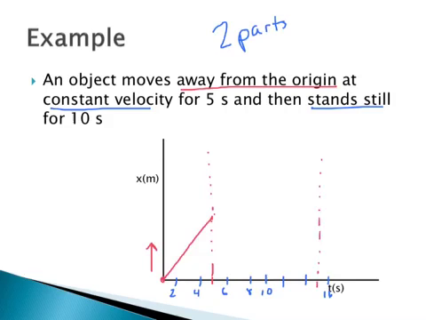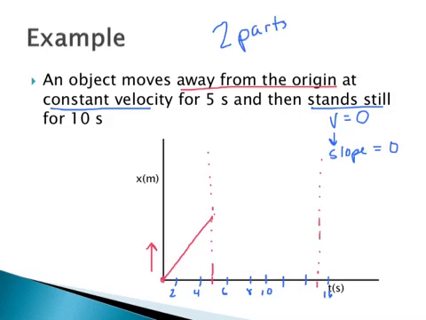Okay, now let's think about it. What does it mean to stand still? Well, standing still is still constant velocity, but your velocity is 0. All right, now think about this. Standing still, your velocity is equal to 0. Well, where do you get your velocity on a position versus time graph? Velocity is equal to the slope. Okay, so that means your slope must equal 0.